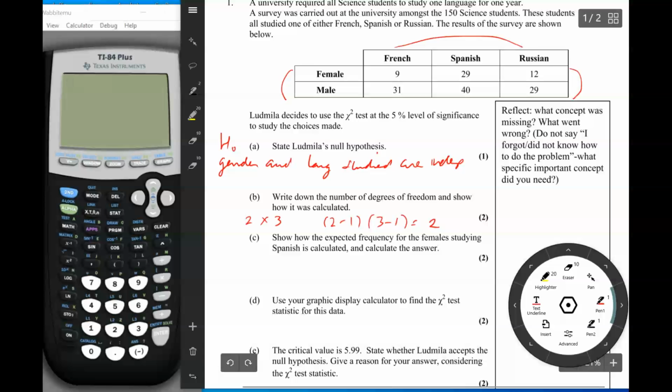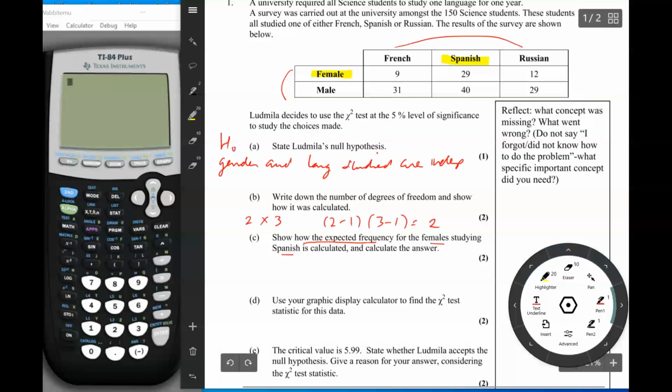Show how the expected frequency for the females studying Spanish is calculated and calculate the answer. Now remember that to calculate expected frequencies using the calculator, you don't need to total up anything, but if you need to show how the expected frequency is calculated for a certain category like females and Spanish, first thing you do is you say, okay, females and Spanish would be these two categories. And to do that, I'm going to have to figure out some subtotals. The subtotals for each one of these columns and rows.